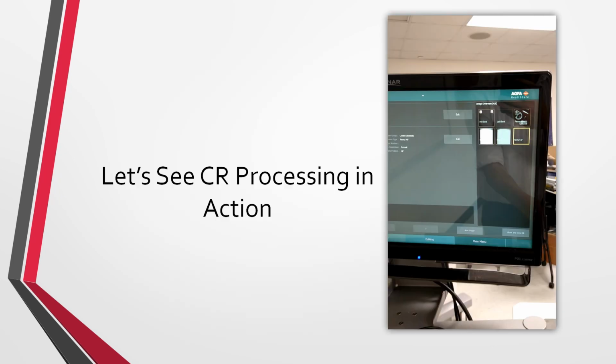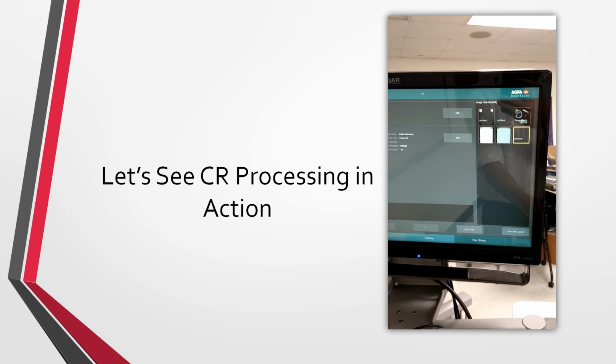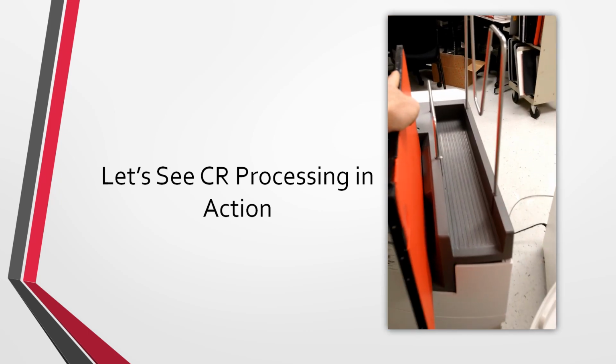So we've talked about the CR processing steps. We've talked about the stimulation step of the CR reader. We've talked about the read step, and we've talked about the erasure step. We've also talked about the CR reader itself, some of the mechanics involved, the optics involved, and the computer parts involved. Let's go ahead and let's see it in action. So we already have a set that's been exposed.